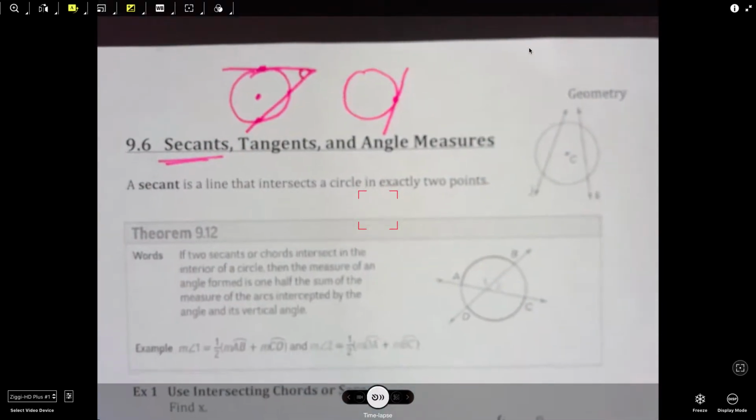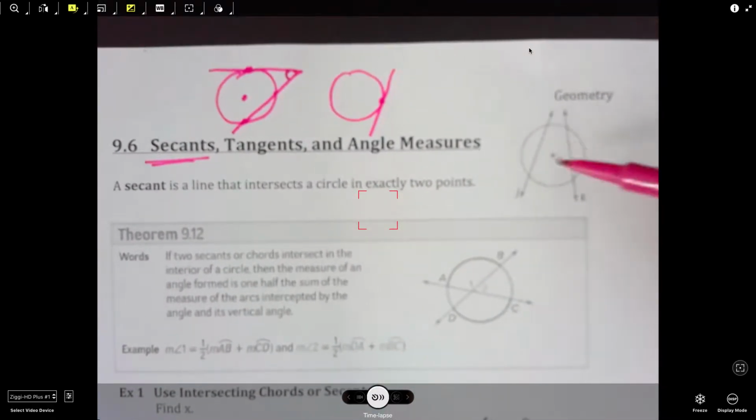So secant lines just look like what's over here on the right side, where you have a line that's going through and hitting the circle at two spots. So a secant line is a line that intersects the circle in exactly two places.